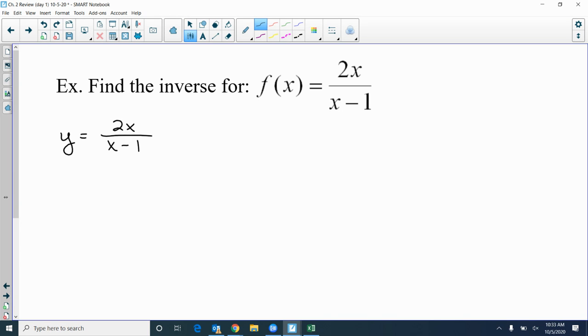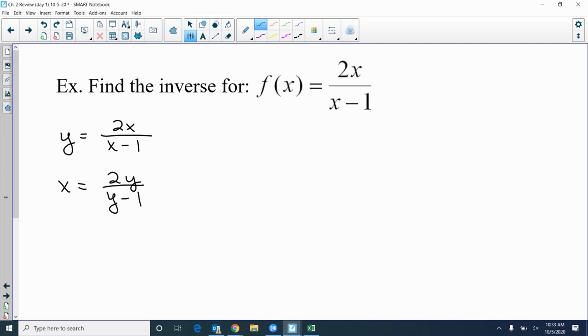Okay, flip everything. So everywhere there's a y, make it an x. Everywhere there's an x, make it a y. Solve for y. All right, you've got two y's, but we want to get rid of that fraction. Let's see, what do you think we're going to do first here?